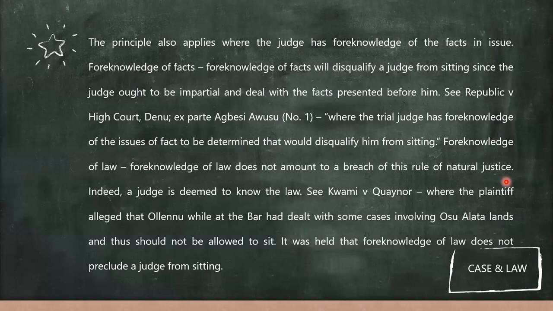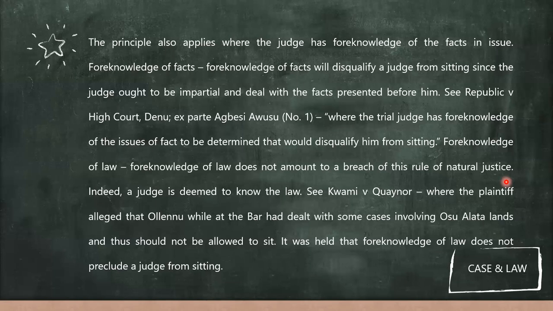was alleged to have been biased, and the whole idea was that Olenu, when he was a lawyer, dealt with some cases involving the Oswalata lands, and then when he was called to the bench, similar cases, not the same, but similar cases involving the Oswalata lands came before him. There was the allegation that he would be biased because, as a lawyer, he dealt in Oswalata lands. But the conclusion was that he knew the law when it came to the Oswalata lands, but not the particular facts on all Oswalata lands, because for all Oswalata lands, the particular facts may be different.